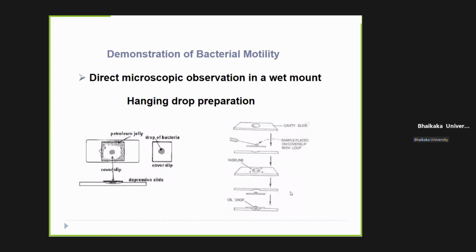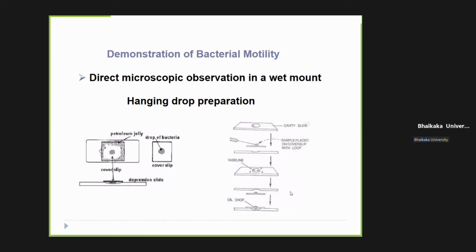Another is the hanging drop preparation, that is particularly useful to demonstrate motility of Vibrio cholerae, in which a concave slide is taken, and the sample or the liquid stool is placed on the center portion of the cover slip. Then on the edges of the cover slip, we keep petroleum jelly, and after that we take that concave slide and keep it onto the center portion of the cover slip.